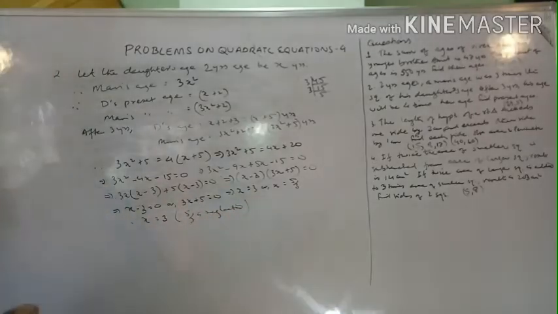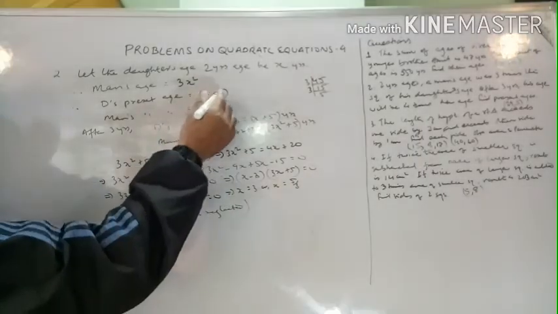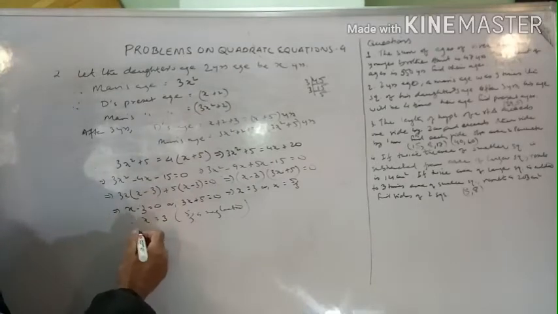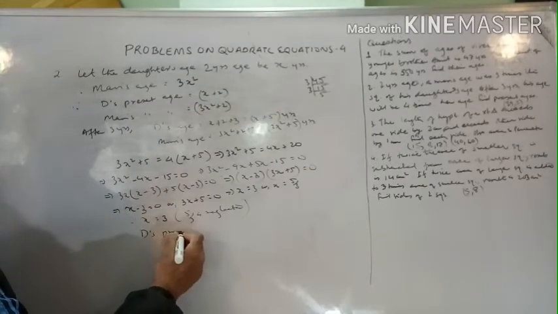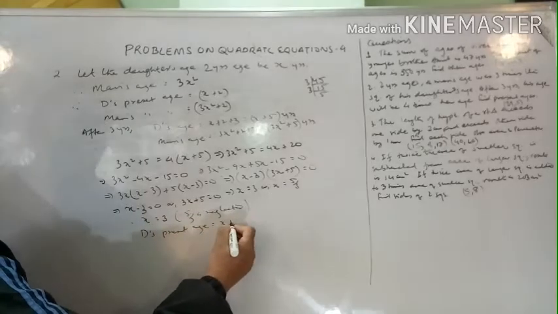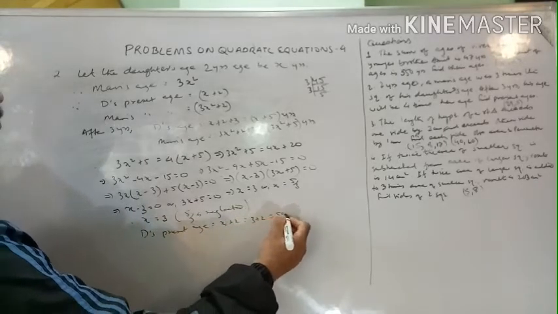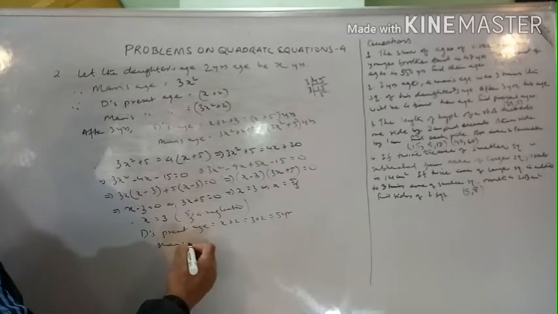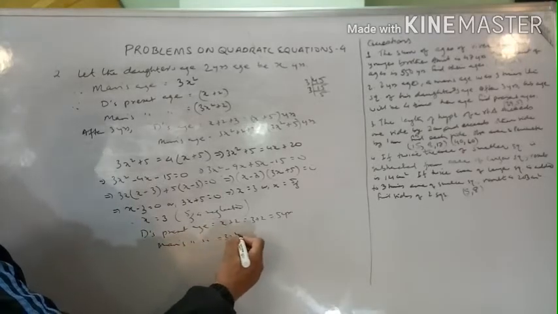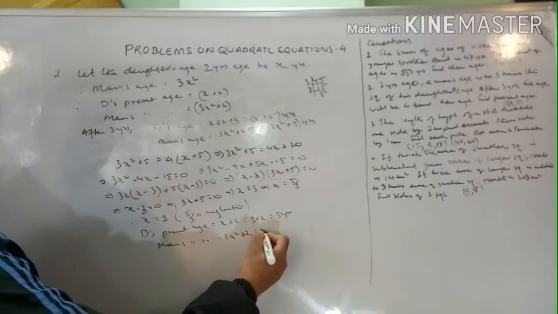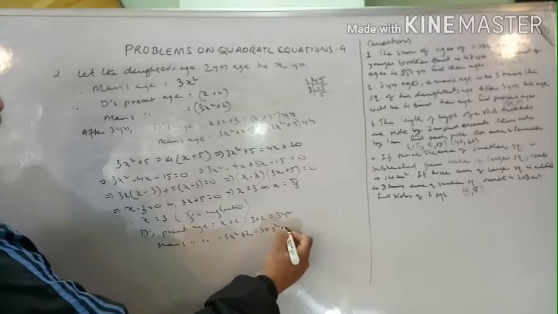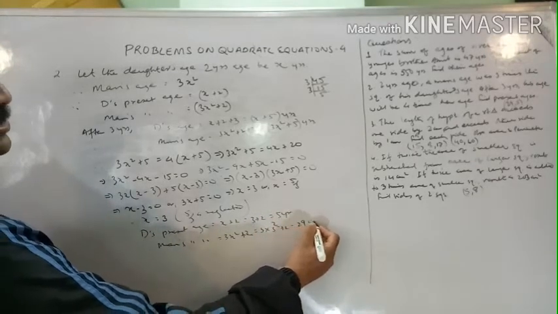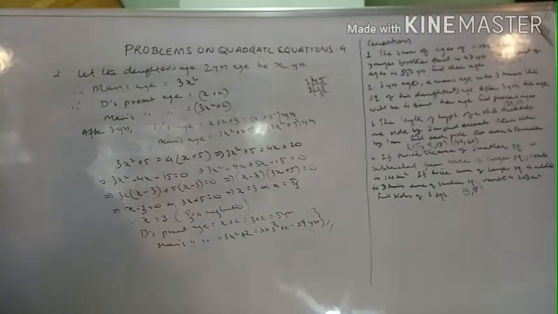Now the question says find their present ages. So the present ages are x plus 2 and this one, so we put the value of x here. The daughter's present age is equal to x plus 2, that is 3 plus 2 equal to 5 years. Again, the man's present age is equal to 3x square plus 2, that is 3 into 3 square plus 2. So 3 square is 9, 9 times 3 is 27, plus 2 is 29. So 29 years. So 5 years and 29 years are the answers.